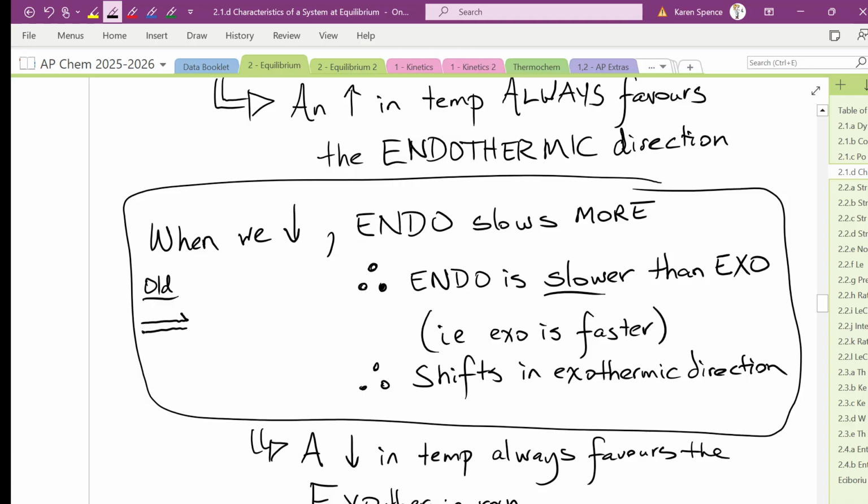So if we had our old equilibrium, and the forward was endo and the reverse was exo, and then we decrease the temperature, then the forward rate would slow more. So it would be teeny tiny, and the reverse rate would slow, but not as much. And then our new equilibrium, so the endo slowed more than the exo.